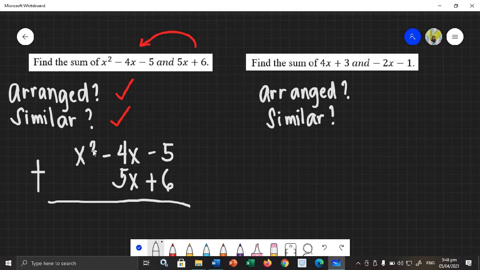Now, si x squared, wala siyang katapat. No? It's fine. You can still solve it. Just bring it down. So, bring down x squared. So, ganun yung nangyayari, di ba? So, bring down x squared. And then, we will now add yung coefficient ng bawat term and copy the variable. Okay? Ang i-add lang po natin is yung numerical coefficient nila. Yung literal coefficient nila, kokopyahin lang natin.